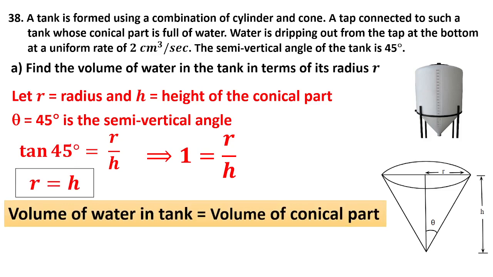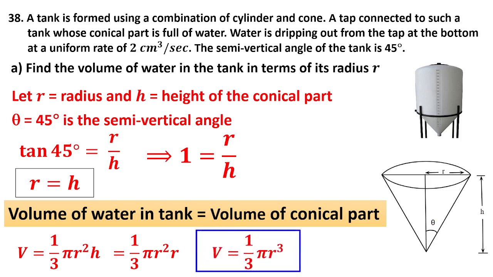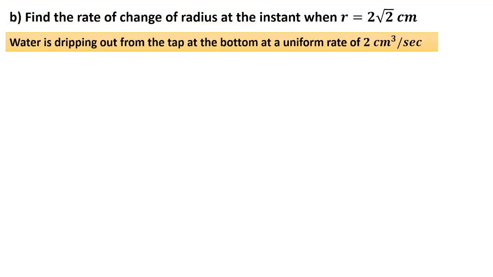Volume of the water is volume of the conical part, 1 by 3 pi r square h. Therefore, 1 by 3 pi r cube. First question is answered: volume of the water in the tank in terms of r. Rate of change of radius you want. dV by dt is given as -2. Be careful, water is dripping out, therefore it is -2.